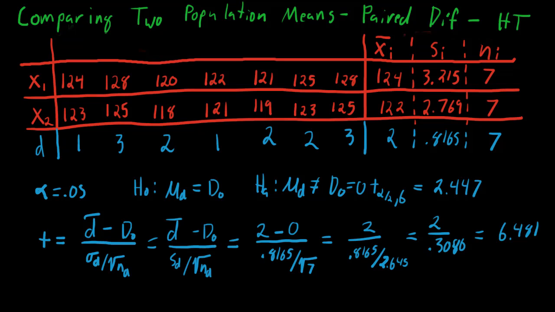So we get our t value, t is equal to 6.481, which is much larger than 2.447, which is our t sub alpha over 2 value. So that means that we can successfully reject. So we reject h naught and accept HA.